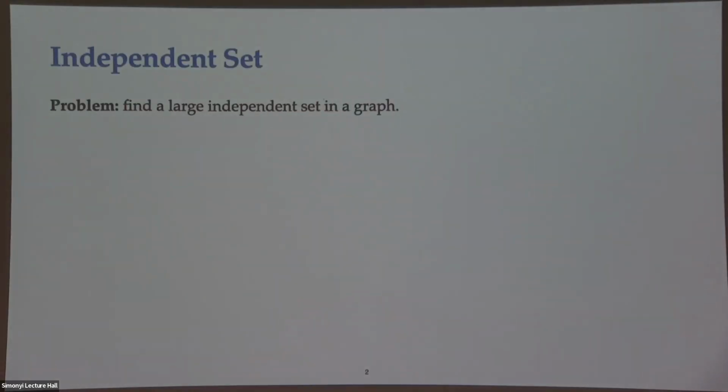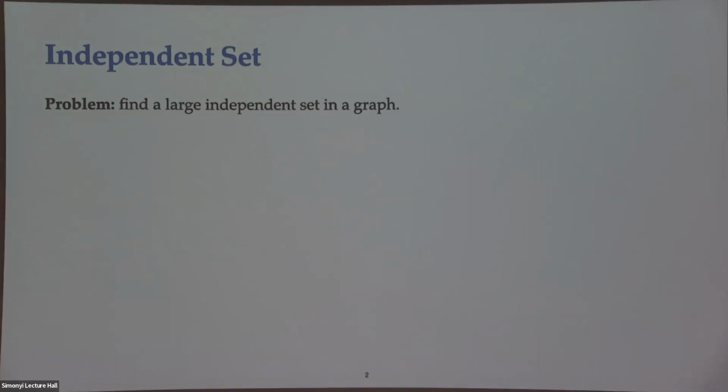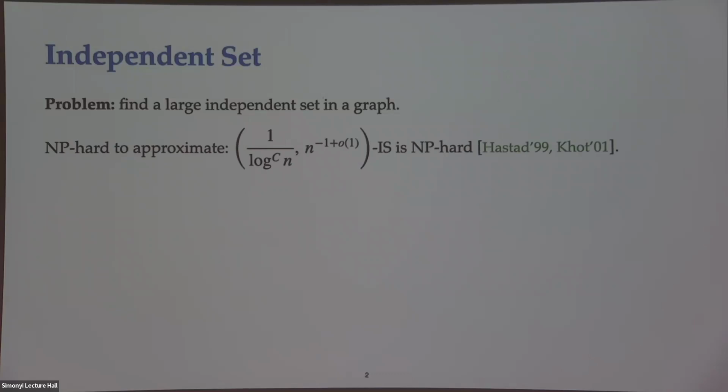So in this work, we study the problem of finding large independent sets in a graph. This is probably the most fundamental problem in computer science and has been studied for many decades. One of the most famous results is that it is NP hard to find the maximum clique or independent set in a graph. But we know something much stronger. We know a stronger hardness of approximation result for this problem.